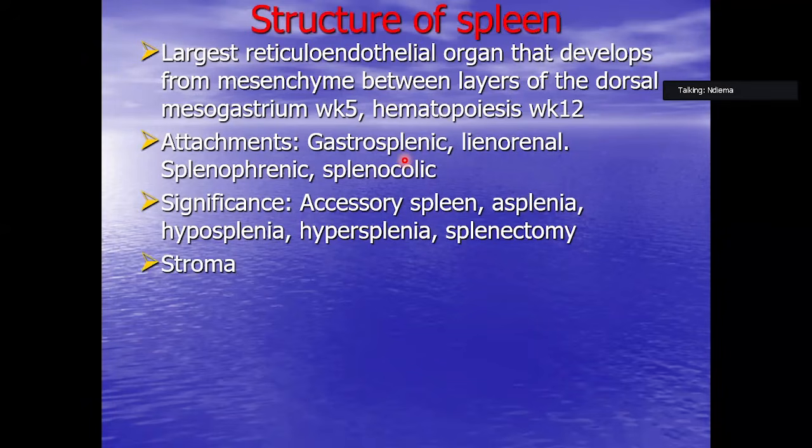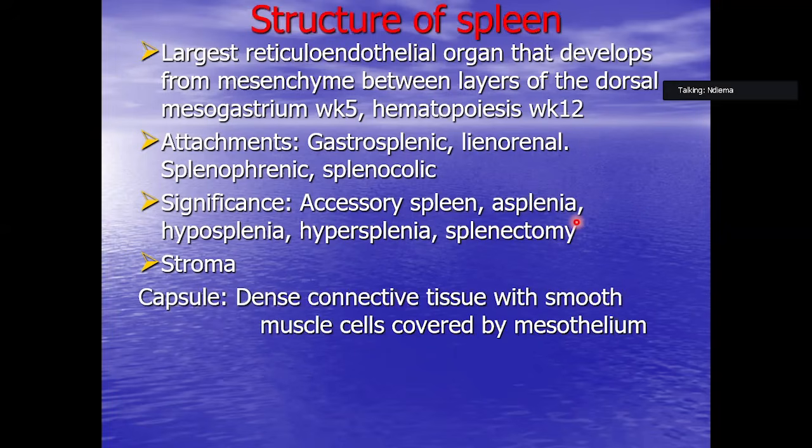Some of the malformations of the spleen originate from the mesoderm, and some of the malformations that can arise will be some accessory spleen, a splenic tissue, or sometimes no spleen develops, or a very small spleen can develop, or a very large spleen can develop. That's hypersplenia. And sometimes during injuries, the spleen can be removed by the process of splenectomy. Because it's a tissue that tends to rupture if there is an injury, there can be excessive bleeding, and therefore it has to be removed.